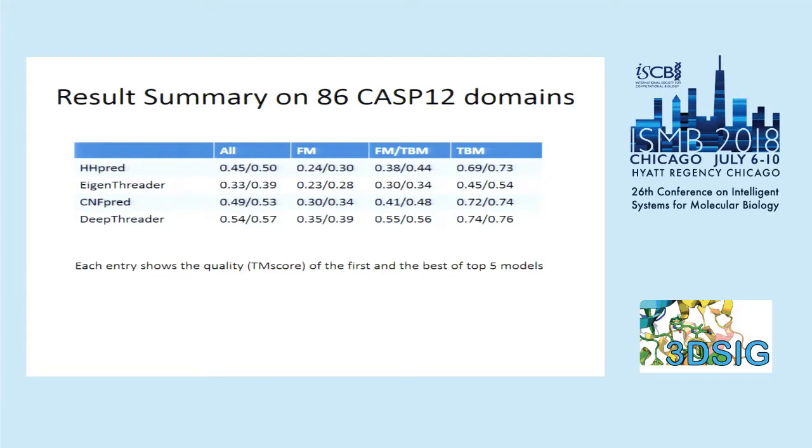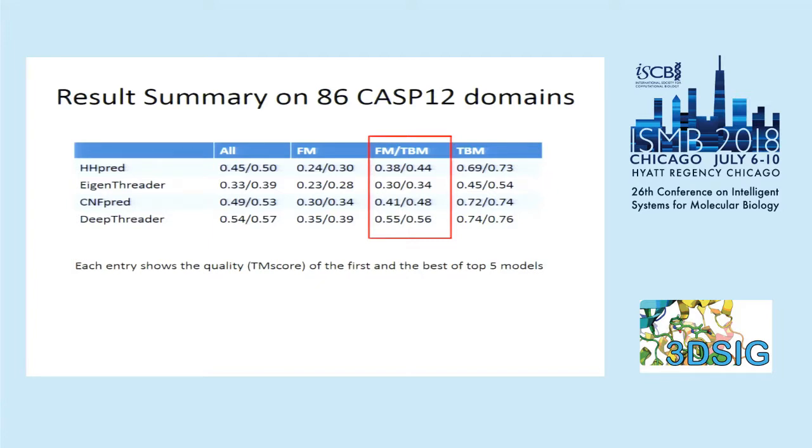Yeah, so you can see here, the largest improvement is in this category. For the easy targets, we can slightly improve over our CNFpred, but the improvement is not very big. And for this one, we can improve, but it's not big either, just because for free modeling, in the database, we simply don't have templates.